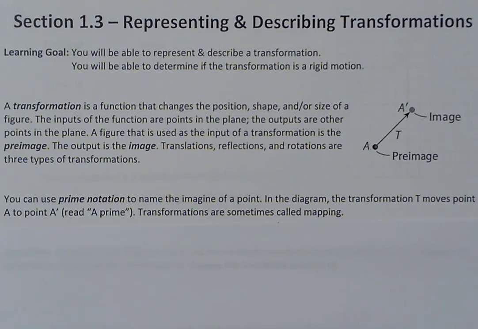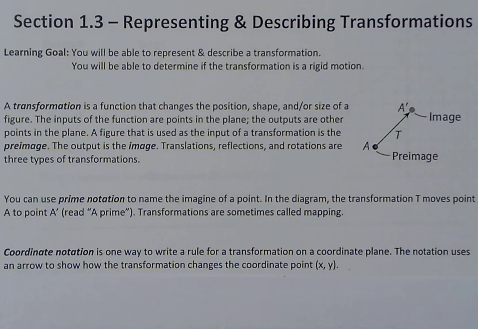All right, with that said, we do have one more thing to talk about here, and that's going to be coordinate notation. Now, coordinate notation is one way to write a rule for a transformation in the coordinate plane. The notation uses an arrow to show how the transformation changes x, y in the coordinate plane. And we'll look at coordinate notation in a second, but it's just a way of describing what transformation is happening to that shape. So, what's happening from the pre-image to make it its image, or what we need to do to the pre-image to result in an image.